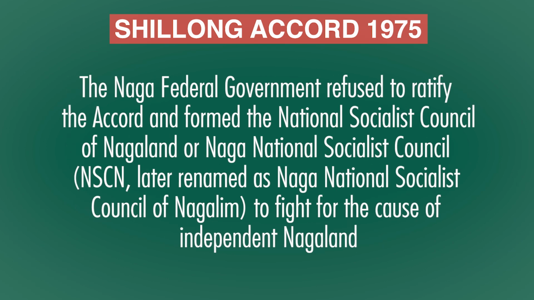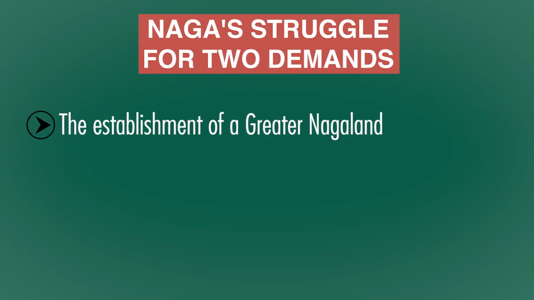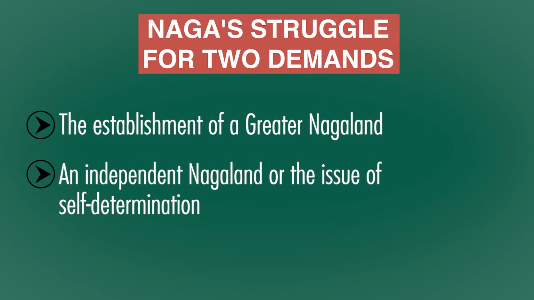The Naga federal government refused to ratify the accord and formed the National Socialist Council of Nagaland, to fight the cause of an independent Nagaland. Now, in the last 75 years, the Naga issue has centered around two demands: the establishment of Greater Nagaland, and secondly, an independent Nagaland, or the issue of self-determination of the Nagas.